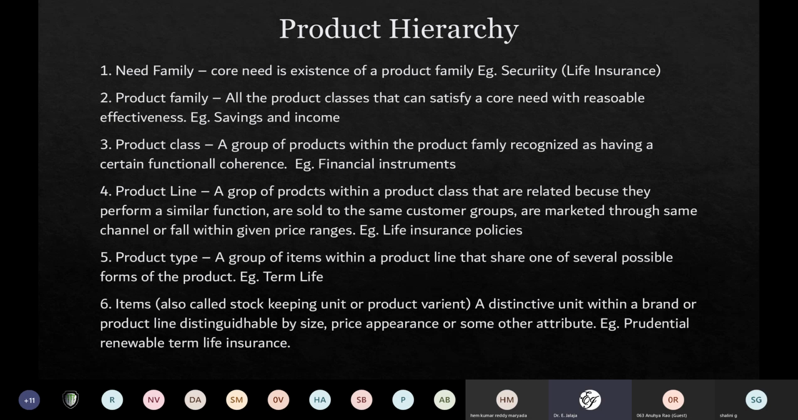This is a hierarchy, just an example of what we have taken here. So: need family, product class, product line, product type, product item. This is the sequence we have. Clear?